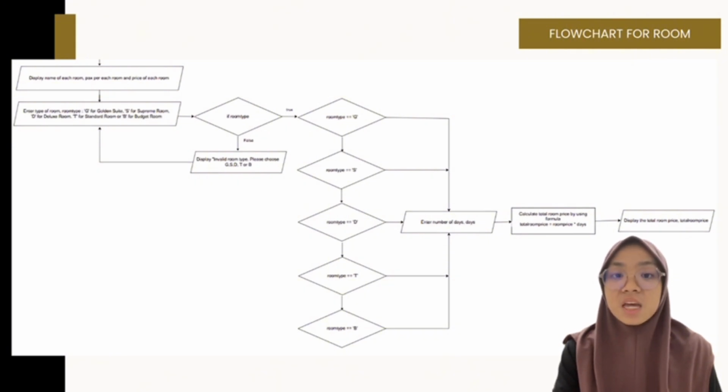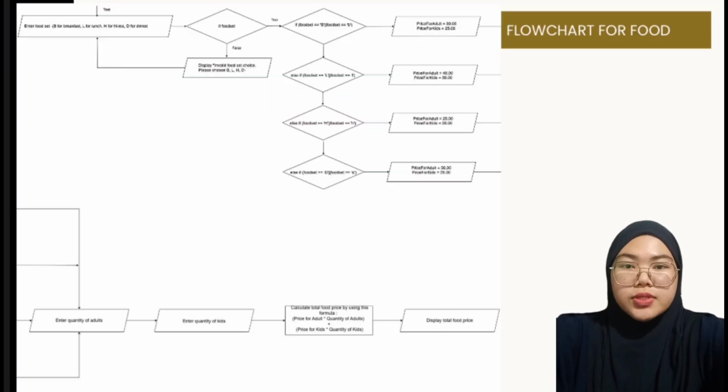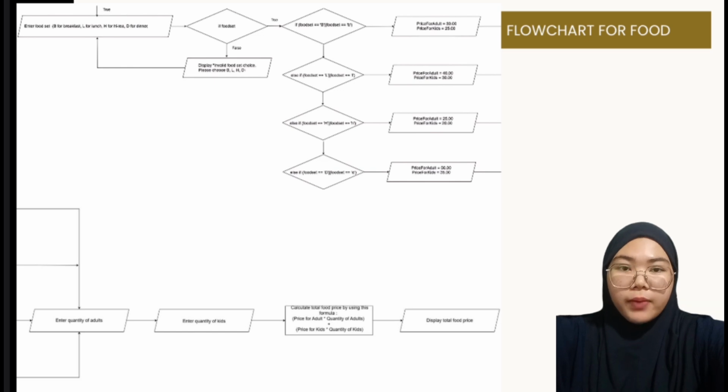If the room type is false, then program will display invalid room type. Please choose C, S, D, T, or B. The program will continue ask customer to enter type of room type again. For the food flow chart, the program will prompt the user to enter the food set choice either B for breakfast, L for lunch, H for high tea, D for dinner.